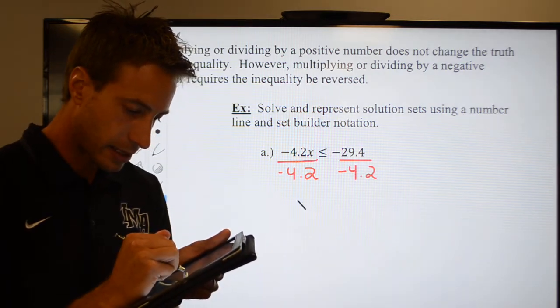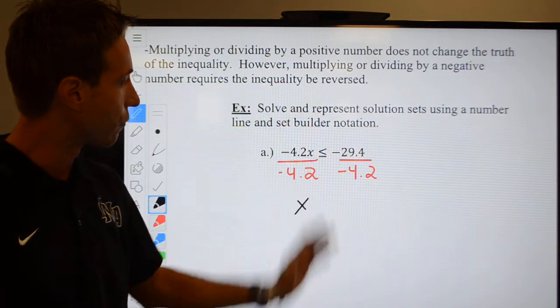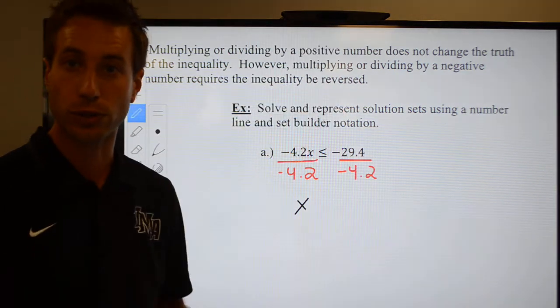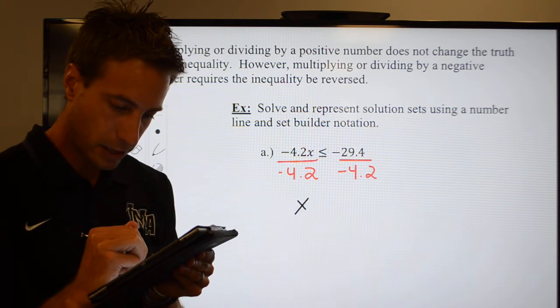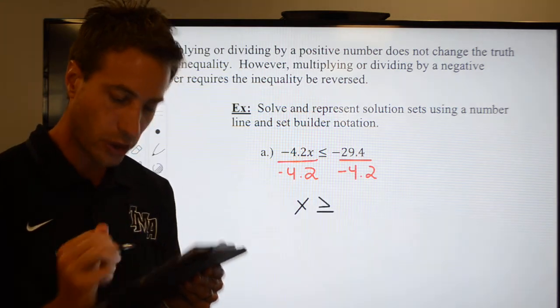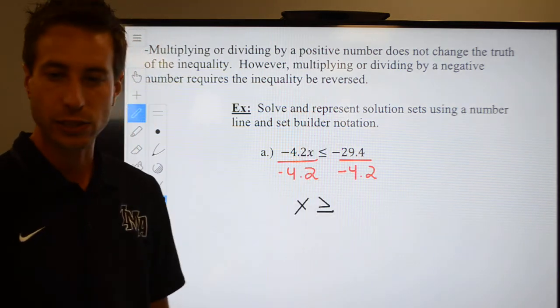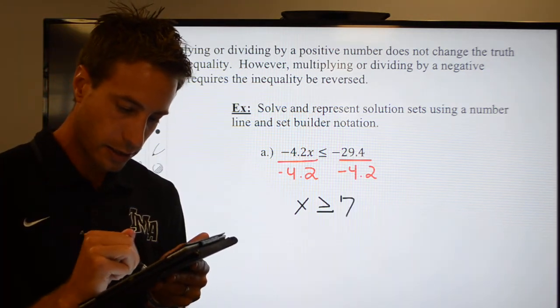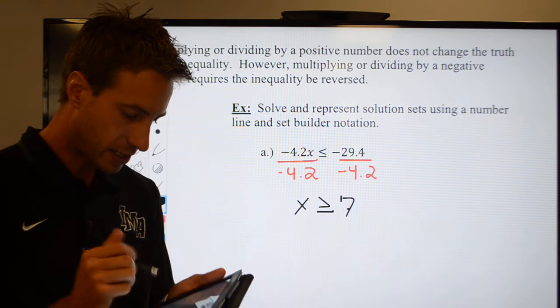My x is going to be all by itself. The negative 4.2s will cancel each other out. My inequality was less than or equal to. I'm going to flip it to greater than or equal to, and then go ahead and do the division. If you do it right, and don't fat finger something on your calculator, you should get 7. That's the first way to write it.